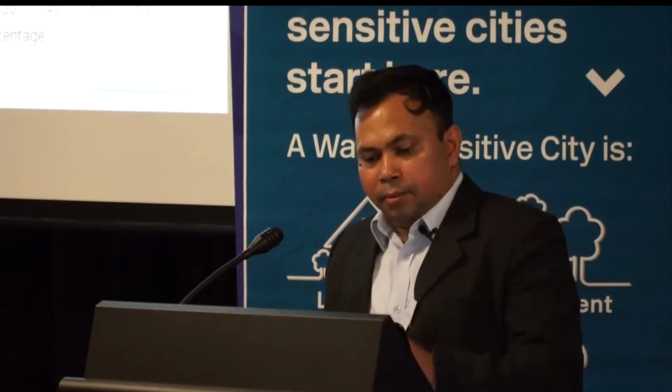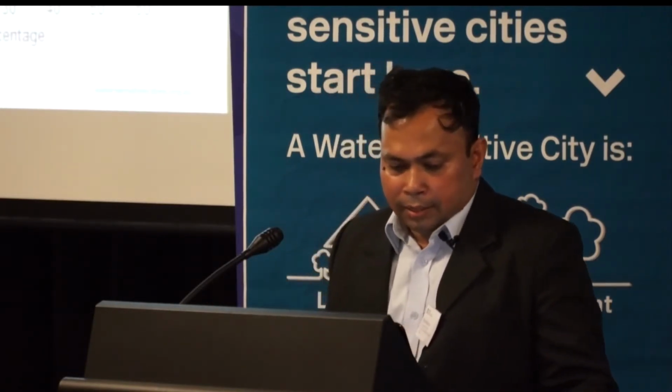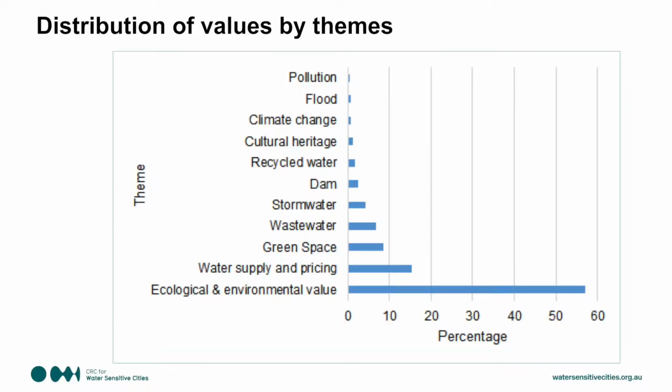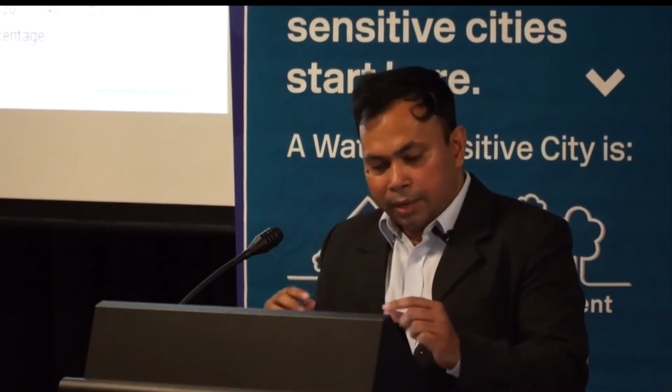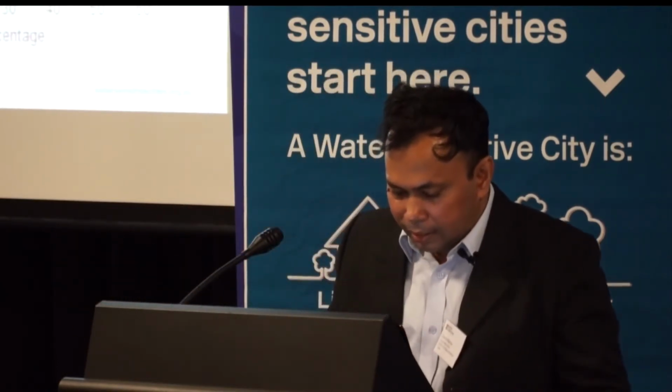So in summary, out of these 52 studies or 233 values, this is how it looks. We have ecological and environmental values covering around 55% of the total values, followed by water supply pricing, green space, wastewater, stormwater, etc. So these are broad classifications. It might be possible that there are more minute details of these studies. It's not exactly stormwater, it's stormwater plus heat or something like that, and then plus the location.